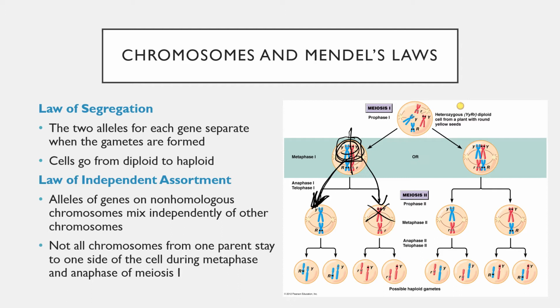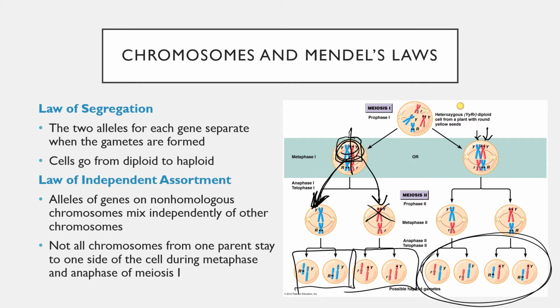You also have the law of independent assortment, where the alleles of genes on non-homologous chromosomes mix independently of other chromosomes. Basically, you don't have all of the blue ones lining up on one side and all of the red ones lining up on the other side during metaphase. They will randomly assort themselves into any particular order. All of these things just increase the possibility of genetic diversity. We don't necessarily want to have every single time we do meiosis to have the same mix of all of our DNA. We would prefer this more random mixing of our chromosomes.